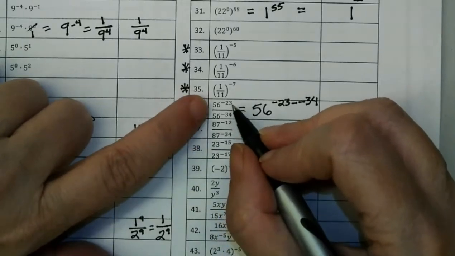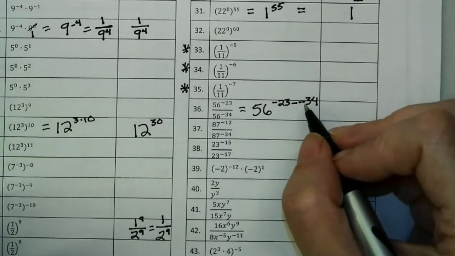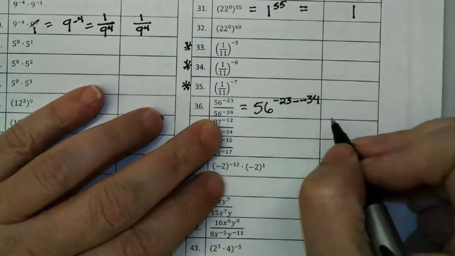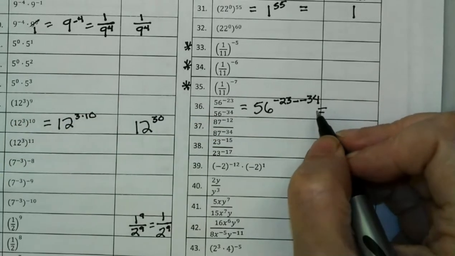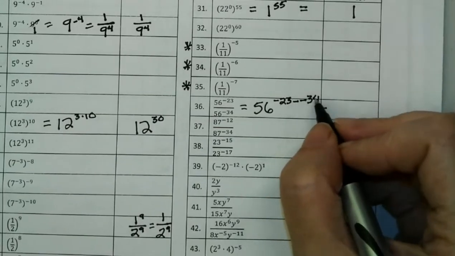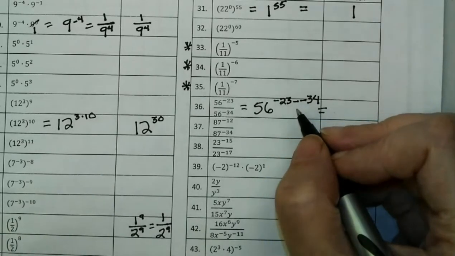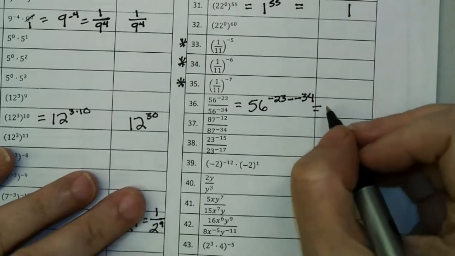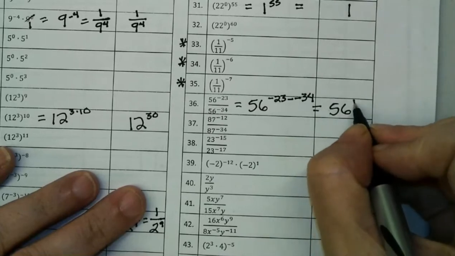It is okay if you use a calculator when you have something like that. Just be forewarned that, you know, remember your rules when we learned about subtracting integers. Subtracting a negative is the same as adding. So what we've really got here is negative 23 plus 34. So I'm going to count up from 23 to see what the difference is between 23 and 34. So 23, 24, 25, 26, 27, 28, 29, 30, 31, 32, 33, 34. So that is 11. So I'm going to end up with the 56 to the 11th power.